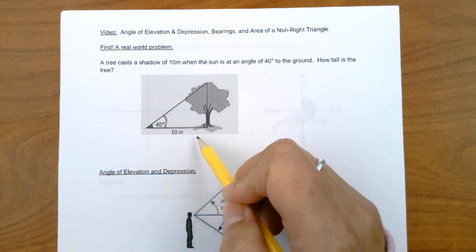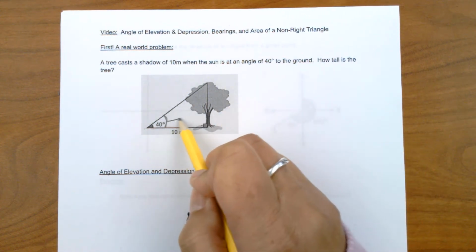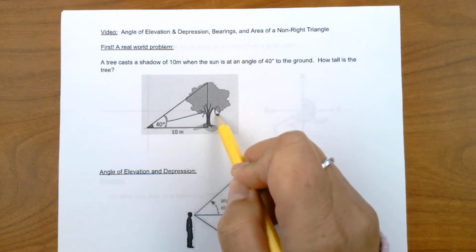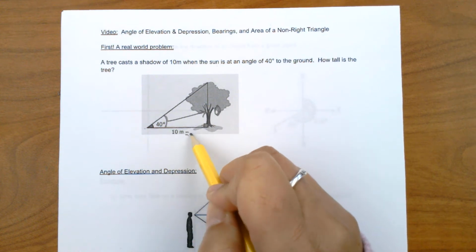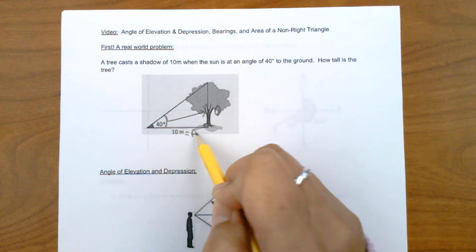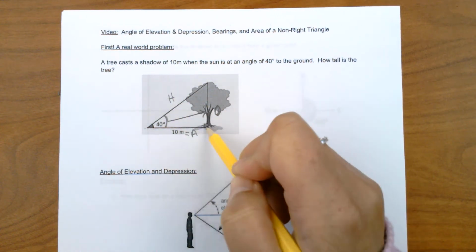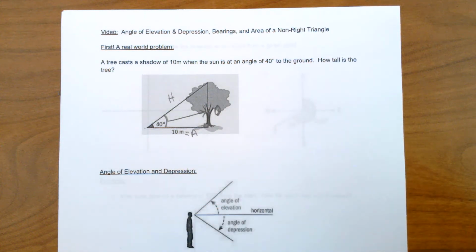Let's label what we have. Remember, what do we have? We have the angle. Remember, across from the angle is the opposite, O. We have 10. Remember, that's our adjacent. And we have our hypotenuse, which is across from our right angle.